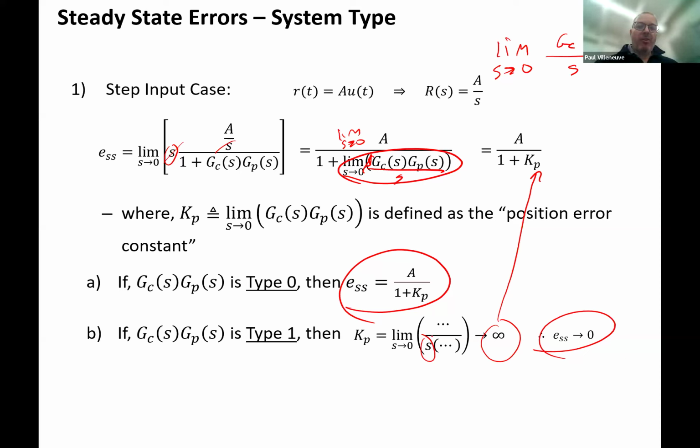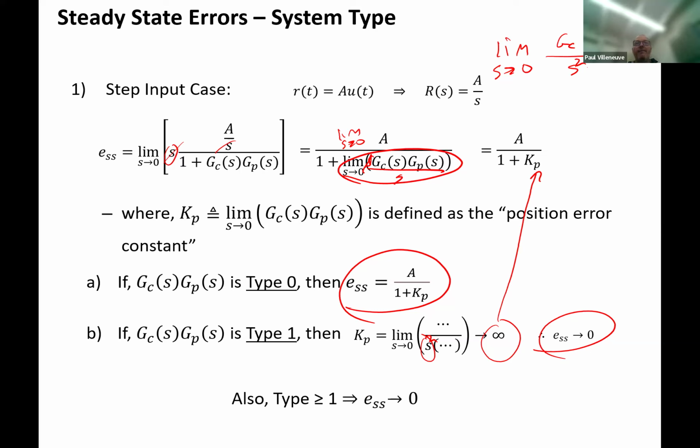Goes back to type A. Well, 2 integrators means this, S squared, which means this. Does K sub P change? Still infinity. So my ESS goes to 0. And on and on. So if I go 0, got an error, 1, no error. Anything beyond 1, I have no error. 1 and beyond, no error. 0, I have error. That's what that summarizes there below.